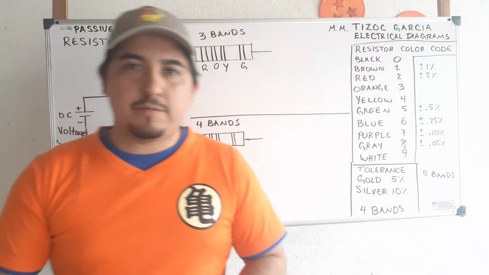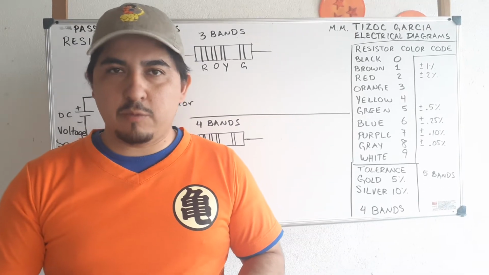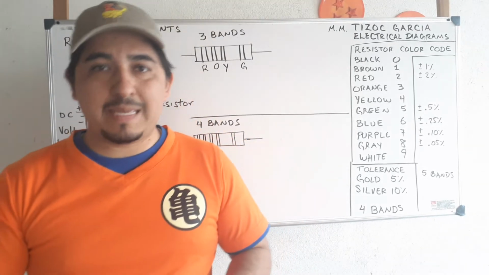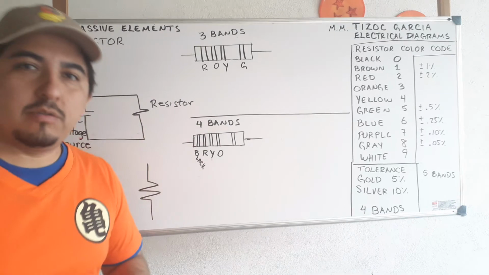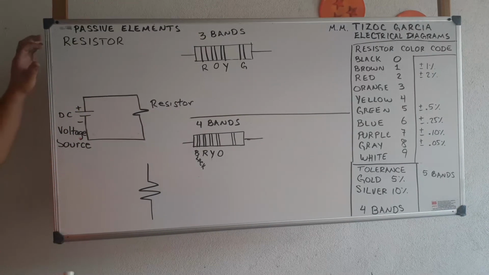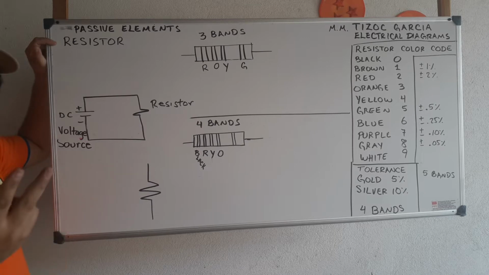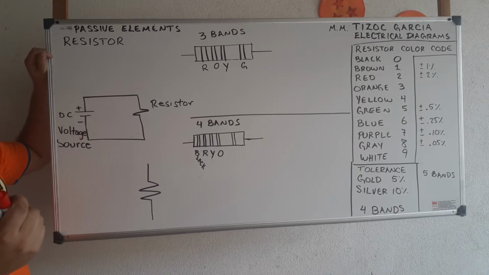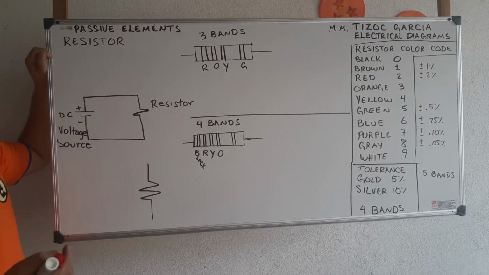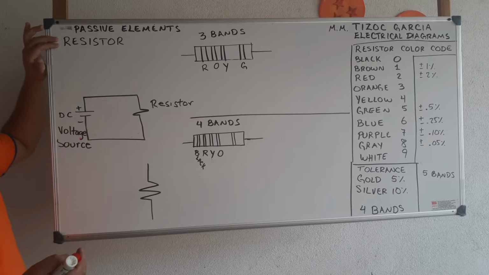This is a class of electrical diagrams. This is unit 1. We're going to start with passive elements. We're going to find there are three kinds of passive elements. The first one is the resistor. The other two are the capacitor and the inductor. Today we're going to talk about this one.